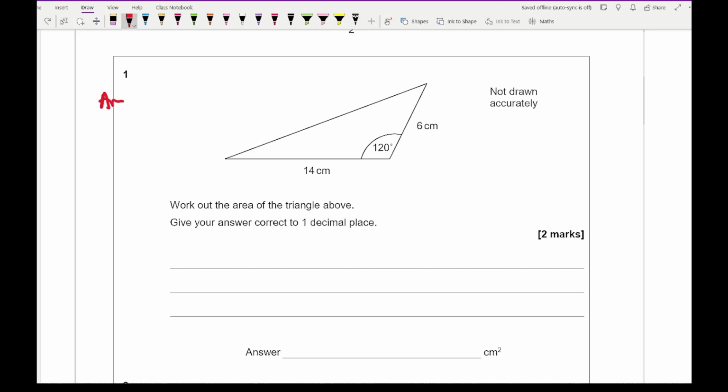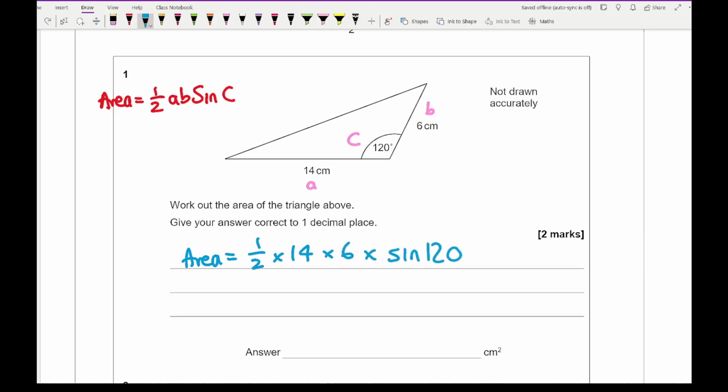The area of a triangle when you're not given the height is half AB sine C. So using this formula, if I label it, this angle here is going to be C, and therefore these two sides here are going to be A and B respectively. Substituting numbers in, I've got area equals a half times 14 times 6 times sine of 120.